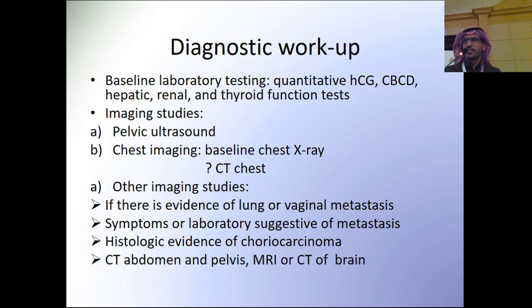By doing a CT scan of the chest, you may detect micrometastasis in 40% of patients with a normal chest X-ray. But usually this will not change the outcome. Other imaging studies like CT scan of the abdomen and pelvis, MRI, or CT scan of the brain should be considered in selected patients. Like if there is evidence of lung or vaginal metastasis, if a patient has symptoms like neurological symptoms or laboratory findings like elevated liver function tests that suggest metastasis, or if there is histological evidence of choriocarcinoma, because we know choriocarcinoma is highly metastatic, so it is better to do a CT scan of the abdomen and pelvis and MRI of the brain.